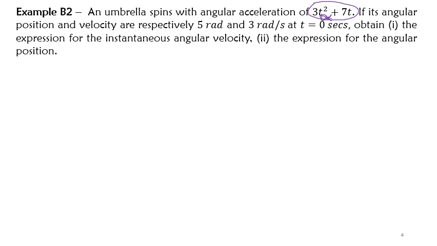Now, if its angular position, that is theta, is 5 radians, and angular velocity, that is omega, is 3 radians per second at t equal to 0 seconds, then obtain the expression for the instantaneous angular velocity and the expression for the angular position. In this case, we know our angular acceleration, and we know that the formula is dω/dt.